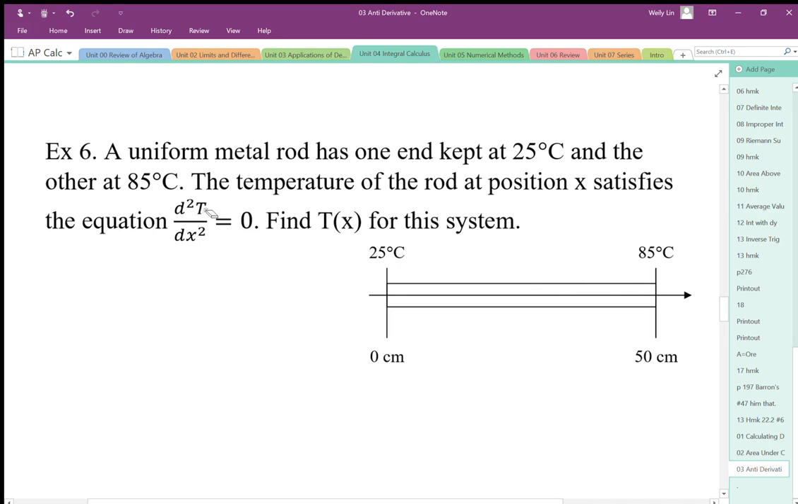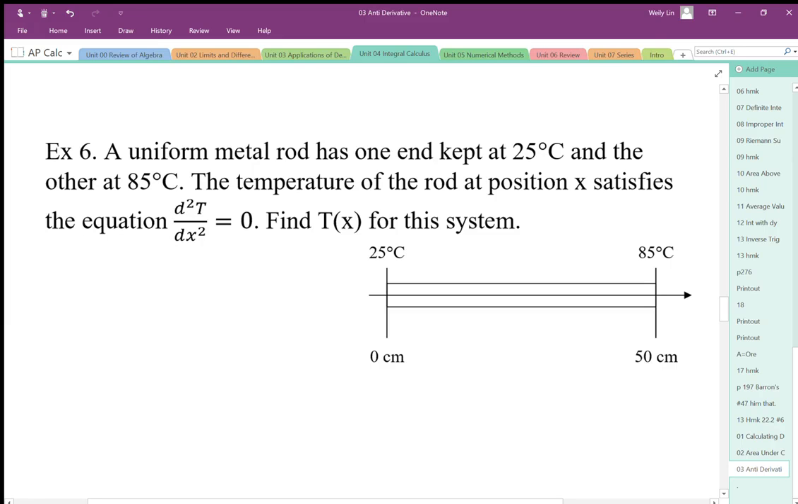And what we're told is this function, the second derivative, is equal to 0. So find T(x) of the function. What's the temperature as a function of x? Well, that's called the second derivative. Okay, we know this is our second derivative.